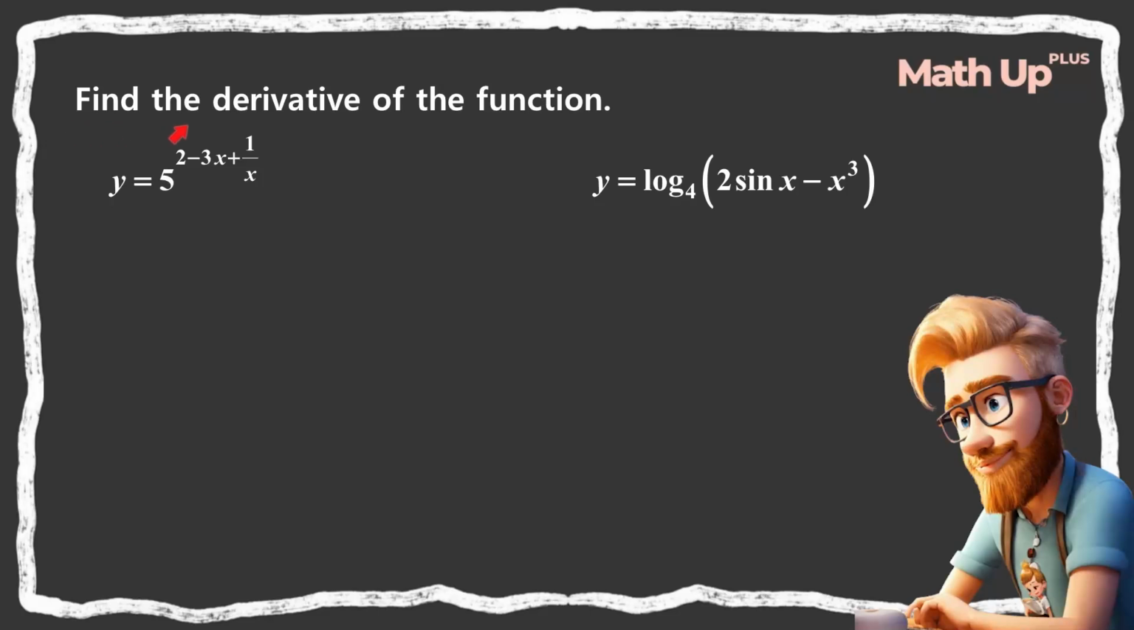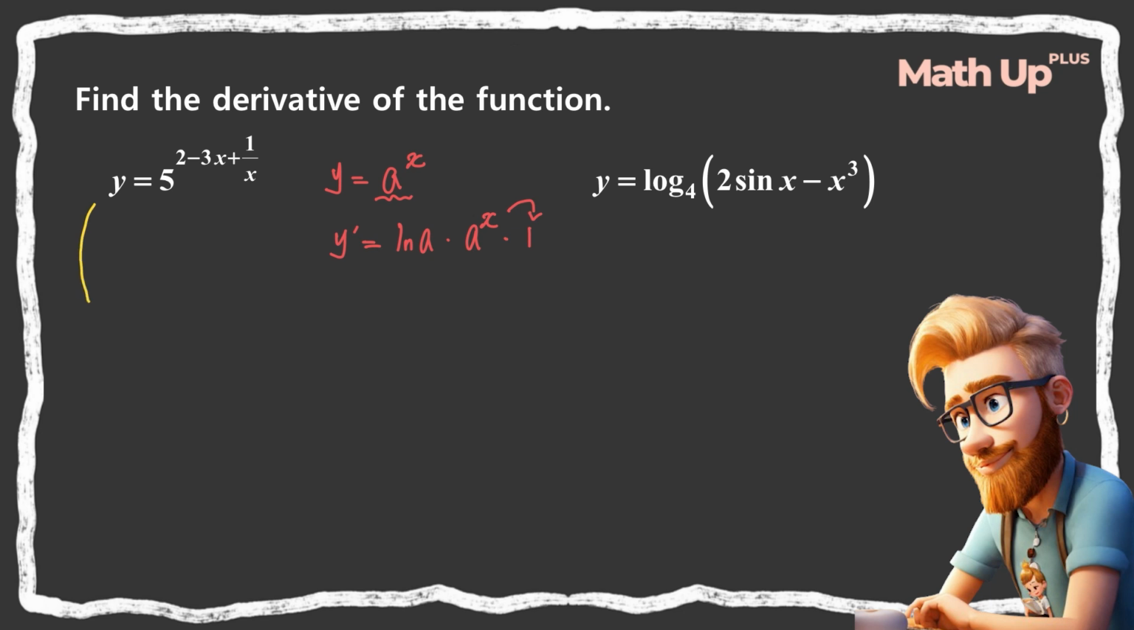The question is to find the derivative of the function. If we have an exponential function a to the x, where the base is not e, then its derivative is equal to natural log a times this exponential function a to the x times the derivative of x, which is equal to 1.